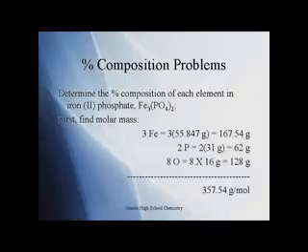When we add this together, we get a total molar mass of 357.54 grams per mole. And it's really convenient to calculate the molar mass this way when finding percent composition, because I have the mass of each individual element in addition to the mass of the entire compound, and that's going to make this problem a lot easier to solve.